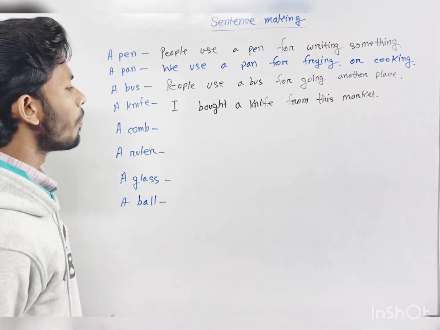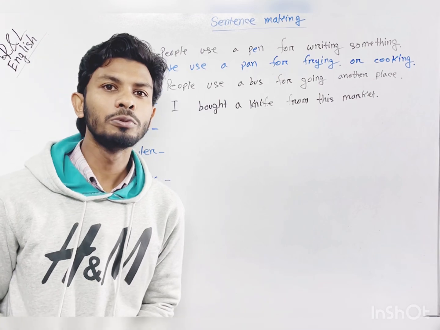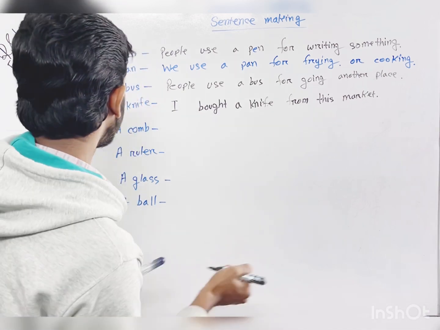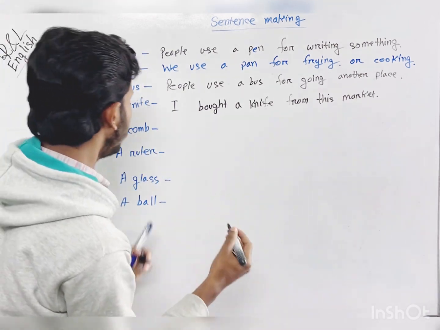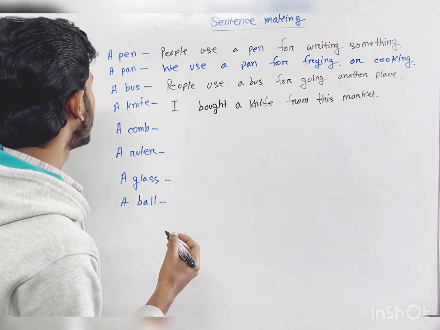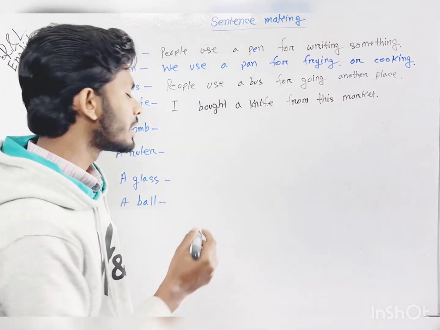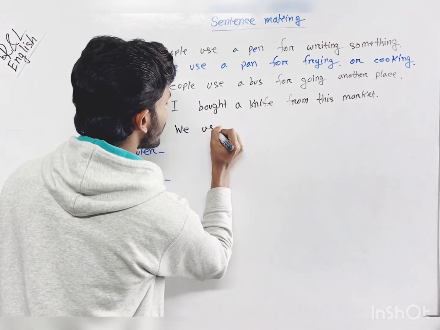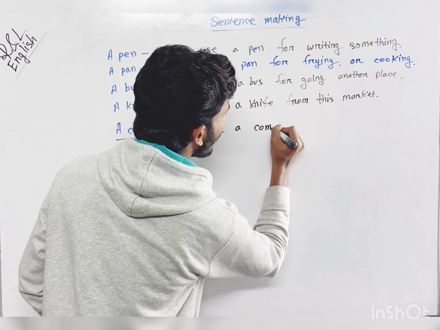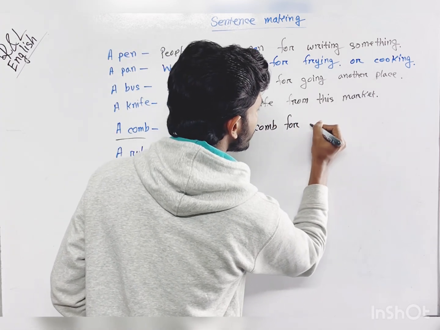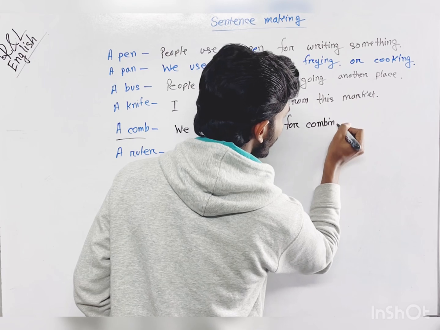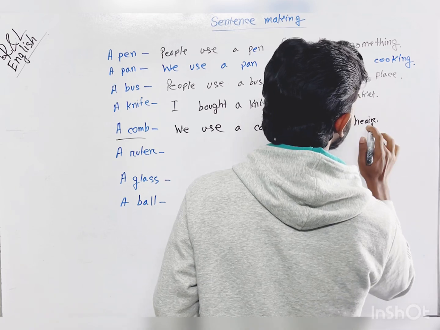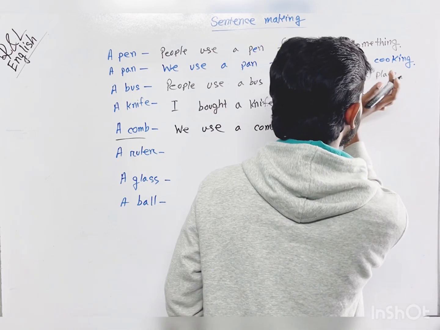And the next word is comb. Everyone, if you don't know the meaning of this word comb, please comment. And how can we make a sentence by using this word, a comb? We can make, we use a comb for combing hair, for combing hair.